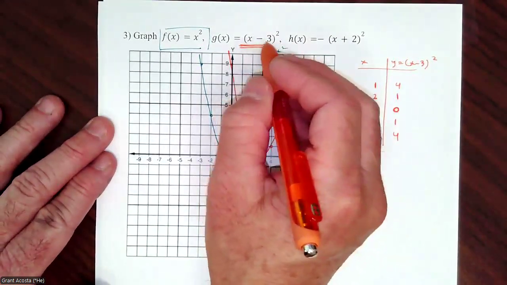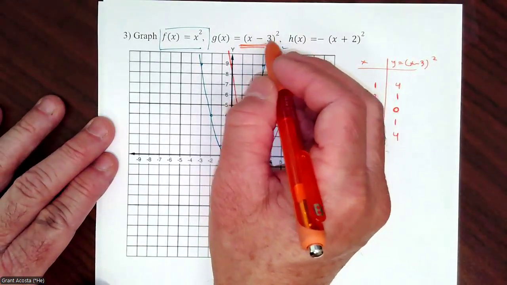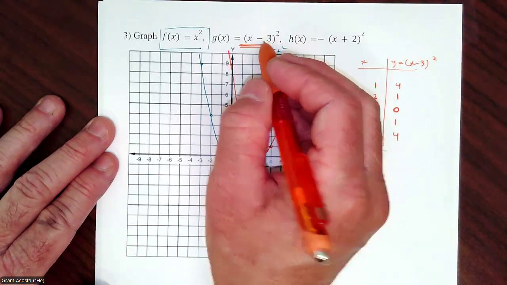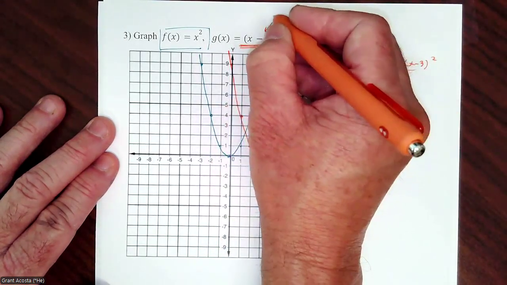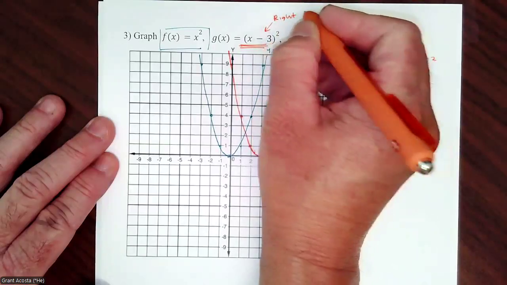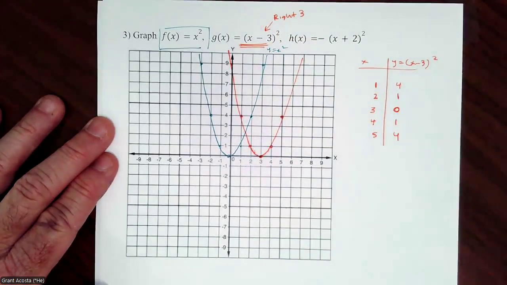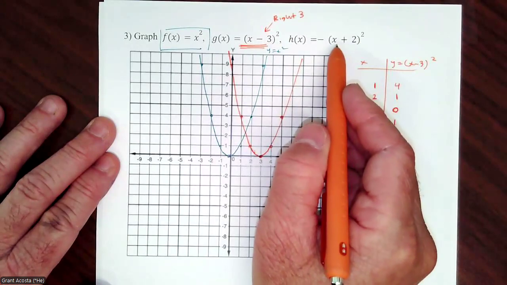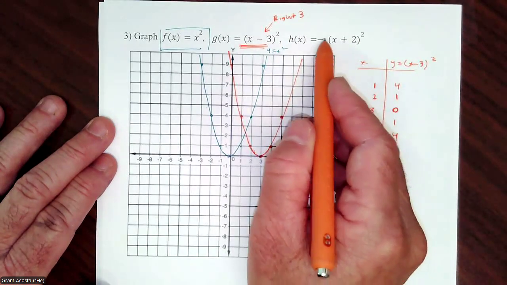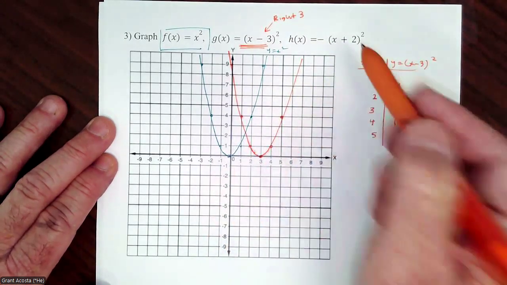When you put a number with the x and then square it, if it's -3, now this is a little bit confusing, that actually moves the graph right 3 units. Whereas on this one, we'll sketch this one. Okay, we know how to deal with the negative. That just means it's going to open down.